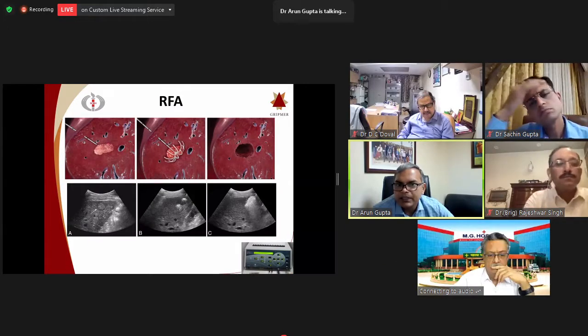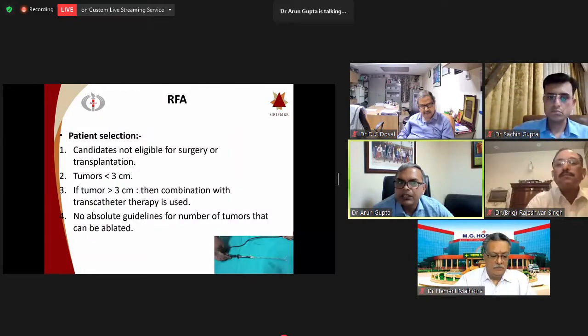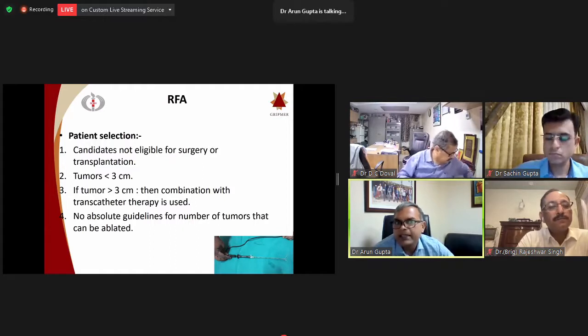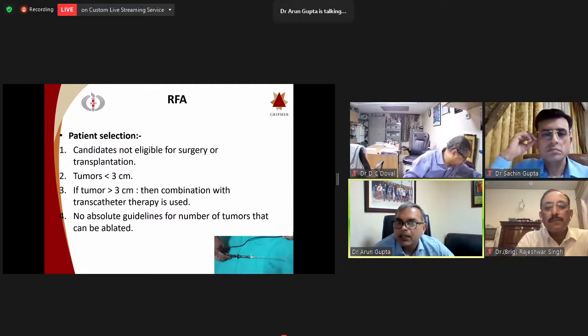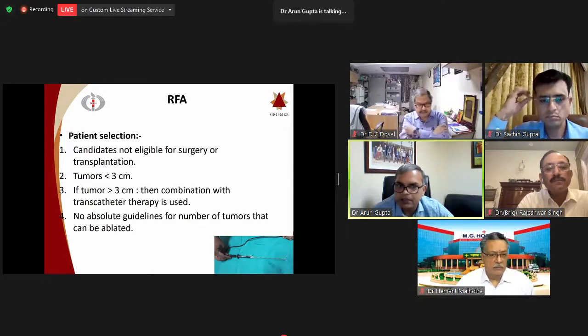So you all have seen these images, mostly done under image guidance. Ultrasound or CT, an electrode is inserted, and we do the ablation. So what are the best candidates? Of course, tumors less than 3 centimeters. They are the best patients for any ablation. And if it is more than 3, especially tumors between 3 and 5, then a combination of ablation and transarterial therapies can also be used. I will discuss it later when I cover the transarterial therapies.